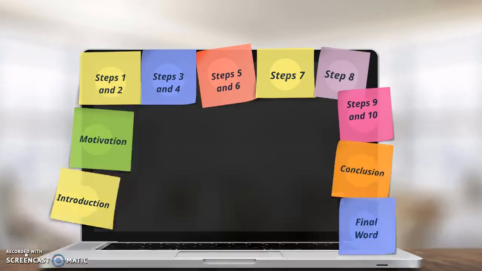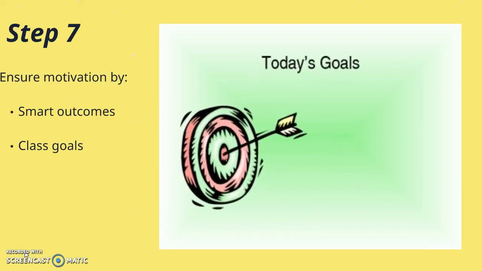Step number 7. Ensure motivation when teaching. You should ensure motivation by these 2 steps, the SMART outcomes and class goals. Set clear learning intentions or objectives. You should tell the students what you expect them to do by the end of the session. The second thing is that you should write the classroom goals for each lesson. A need to feel an accomplishment will drive students to complete and fulfill these goals.